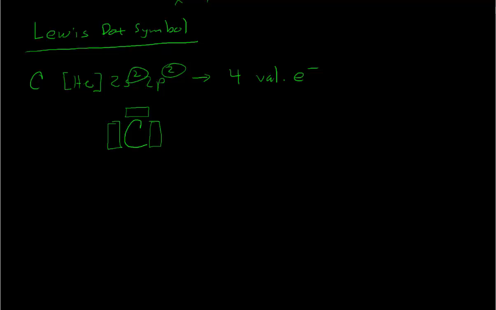And each one of those spaces can hold a pair of electrons. Now sometimes we will see symbols where we have to take up more spaces, in which case we can start using the corners as well. But the idea is that we want to put electrons in these spaces.